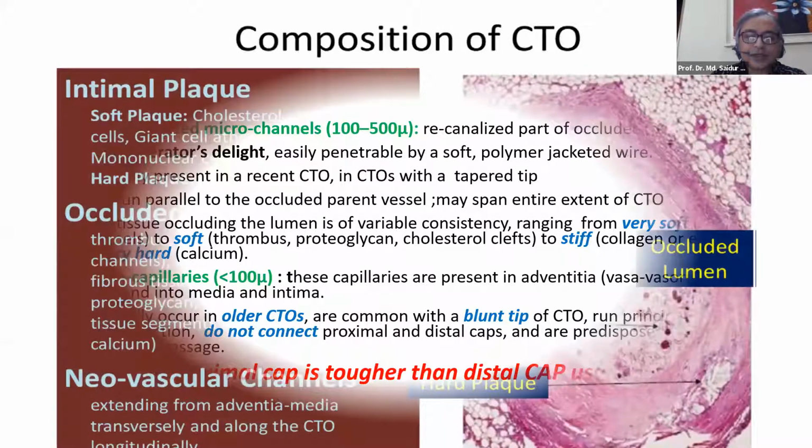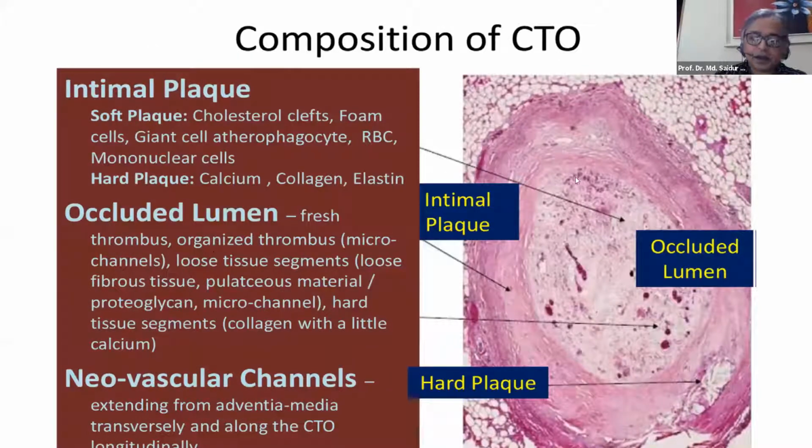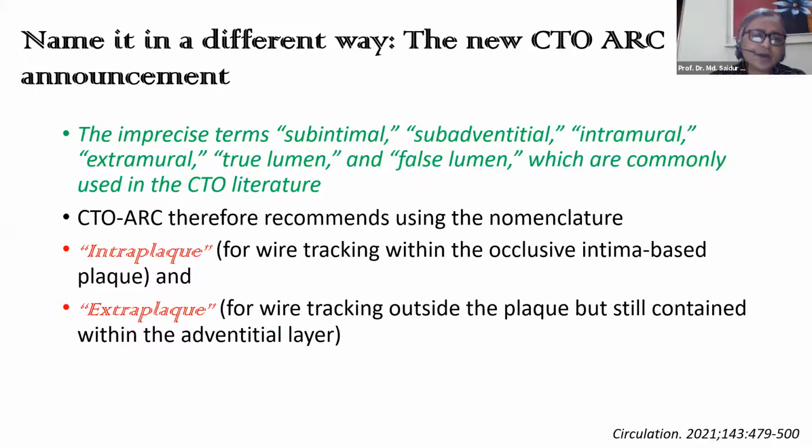And these are the compositions. You can see the plaques and the lumens, how the CTO vessel looks in cross section. Let's name it in a different way, following the new CTO ARC document, which I love and which has been published very recently. We have been using the terms subintimal, subadventitial, intramural all the time. They say it's better to say extraplaque and interplaque, because we are either going through the plaque or going extraplaque, especially for ADR.